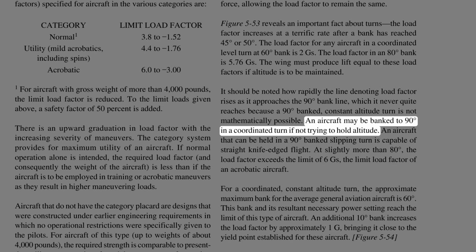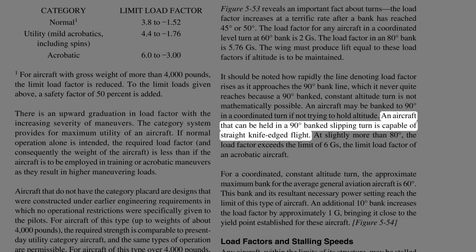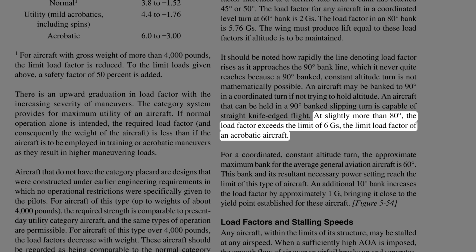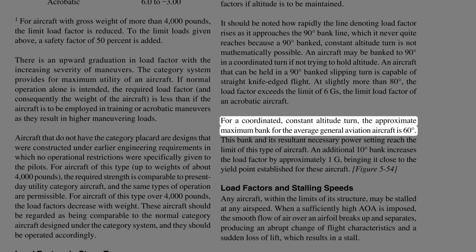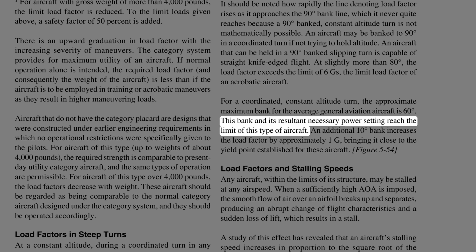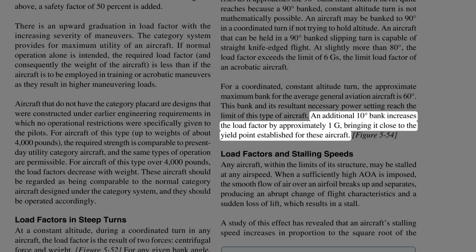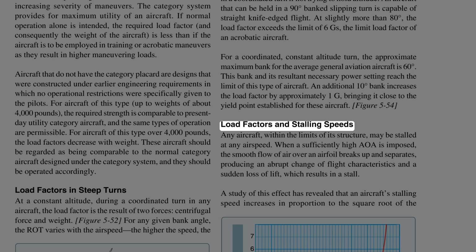An aircraft may be banked to 90 degrees in a coordinated turn if not trying to hold altitude. An aircraft that can be held in a 90 degrees banked slipping turn is capable of straight knife-edged flight. At slightly more than 80 degrees, the load factor exceeds the limit of 6 Gs, the limit load factor of an acrobatic aircraft. For a coordinated, constant altitude turn, the approximate maximum bank for the average general aviation aircraft is 60 degrees. This bank and its resultant necessary power setting reach the limit of this type of aircraft. An additional 10 degrees bank increases the load factor by approximately 1 G, bringing it close to the yield point established for these aircraft. Load factors and stalling speeds.